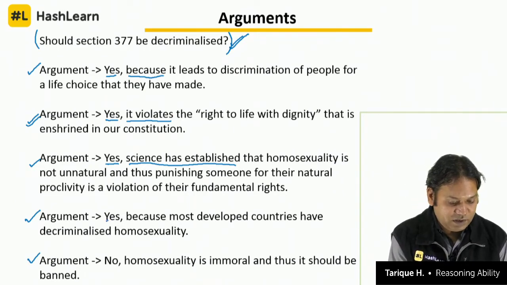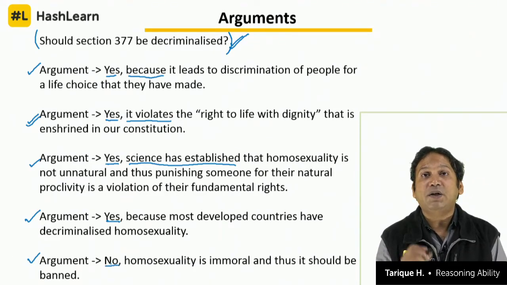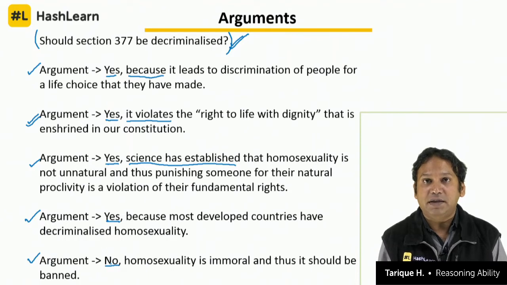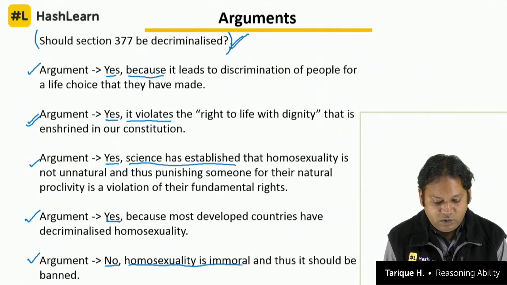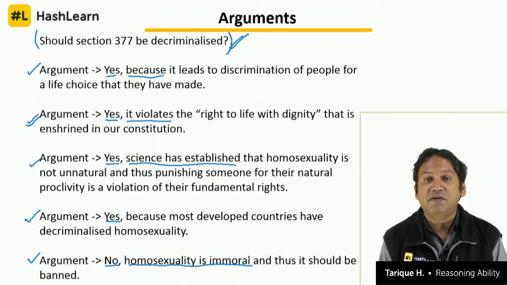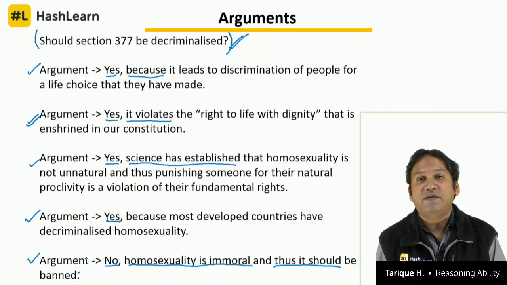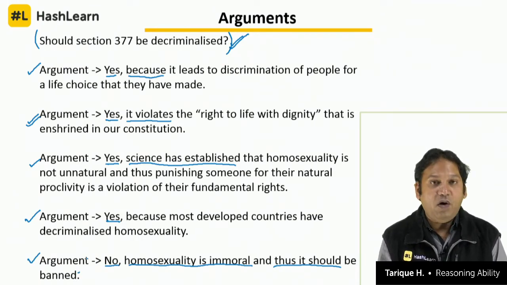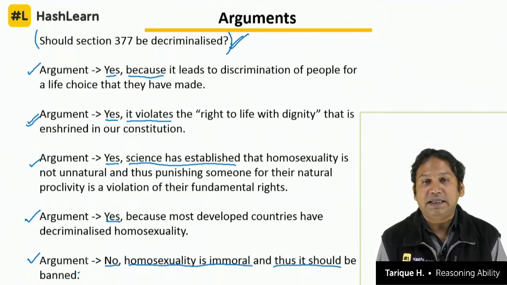So this person's opinion is yes, this person's opinion is no. So what is his point of view? His point of view is that no, it should not be decriminalized, it should be continued as a criminal offence. Why does he say that? Because he believes that homosexuality is immoral, right? His argument is based on the grounds of morality, and he believes that homosexuality is immoral and thus it should be banned. Okay, so we have seen here 5 arguments, all related to the question, that is, should section 377 be decriminalized.